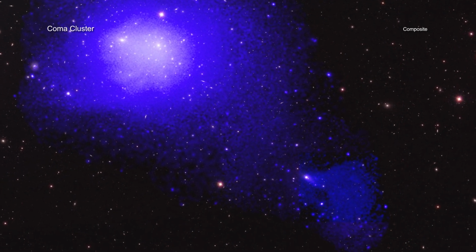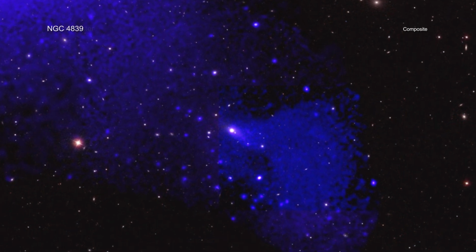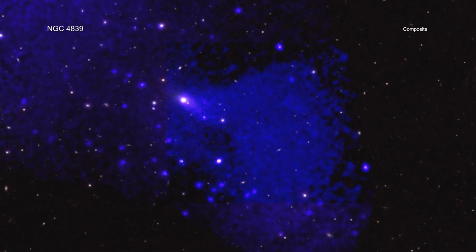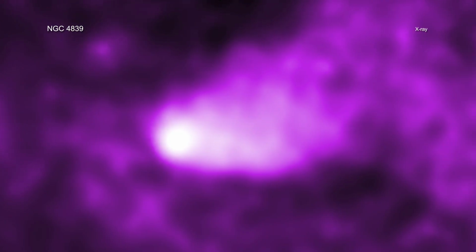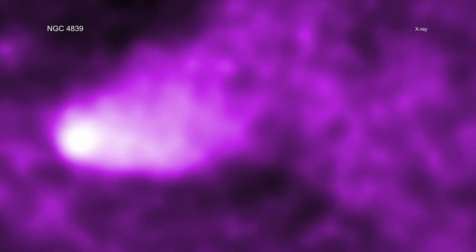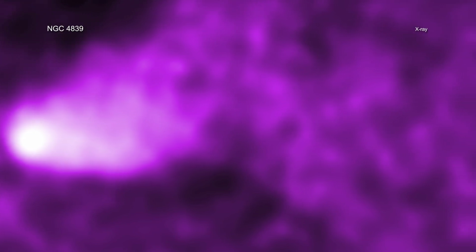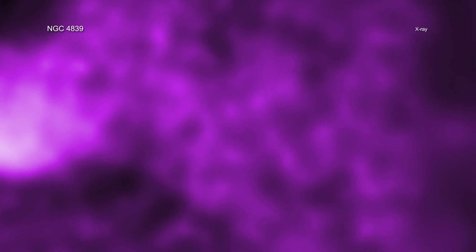As NGC 4839 moves toward the center of the Coma Cluster, the hot gas in the galaxy group is stripped away by its collision with gas in the cluster. This results in a tail forming behind the galaxy group. This comet-like tail is 1.5 million light-years long, or hundreds of thousands of times the distance between the Sun and the nearest star, making it the longest tail ever seen trailing behind a group of galaxies.